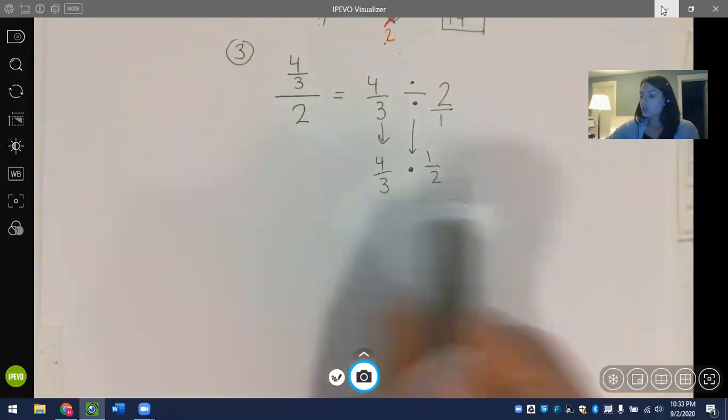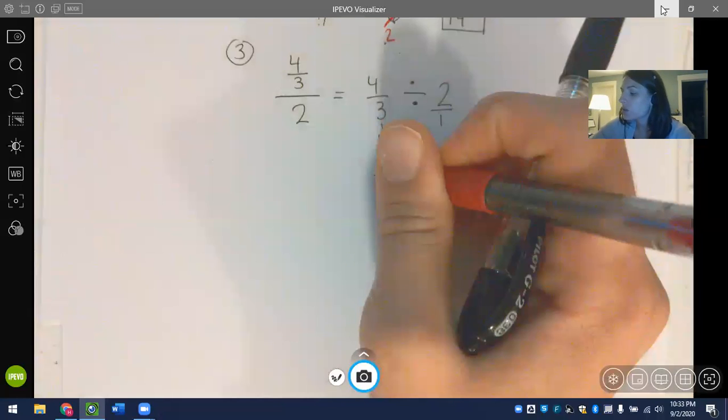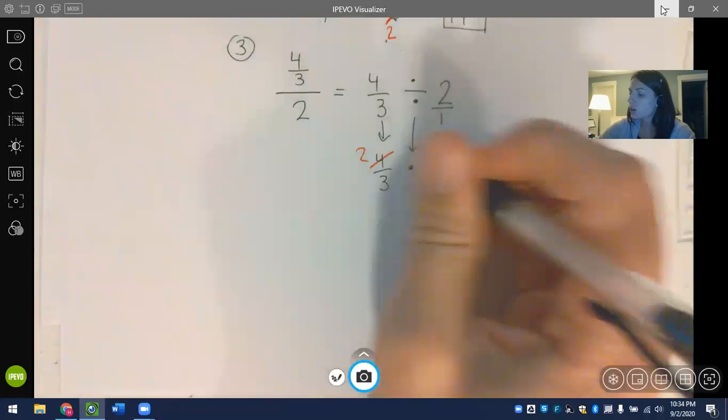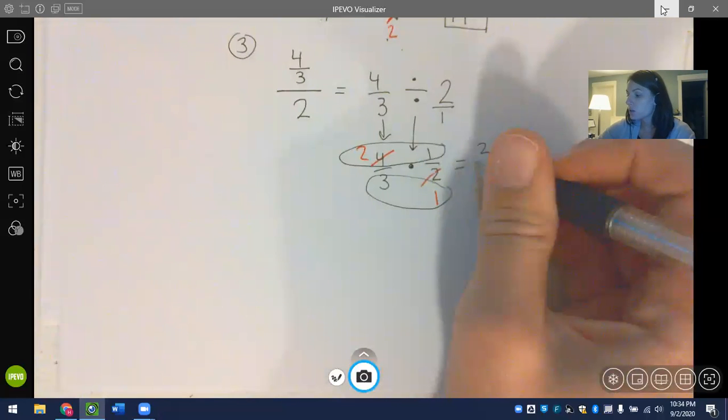Now that we're at multiplication, we're looking to reduce. So I can reduce here. 4/2 becomes 2/1. And now I can just multiply straight across. And that's going to give me 2/3.